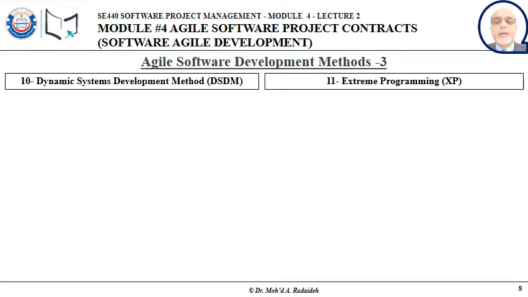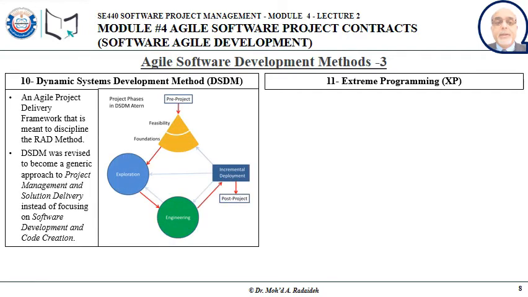The last 2 methods of software agile development that we are covering in this module are the dynamic systems development method and the extreme programming method. The dynamic system development method, as we can see from the diagram here, starts with a feasibility study and establishing the foundations. We have the pre-project phase, then the project phase starts. Then it moves to exploration, like researching the problem, and defining the requirements and so forth, the specifications.